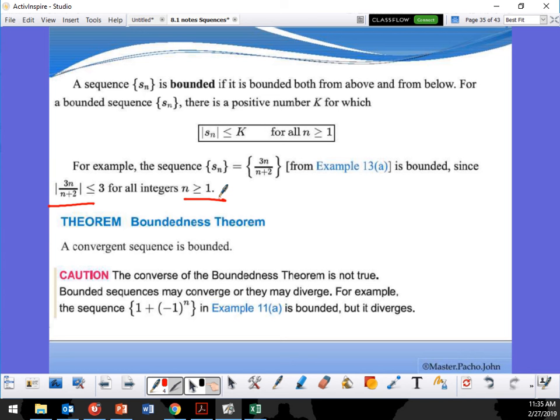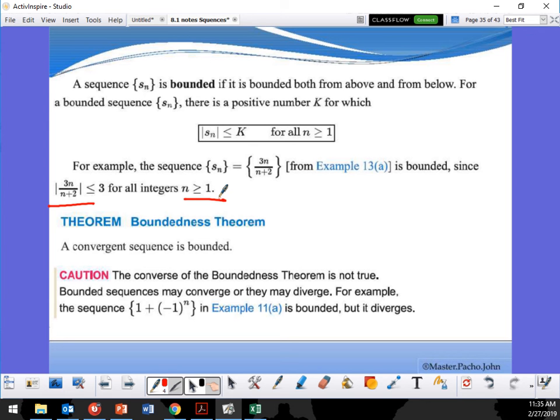Okay, so theorem. The boundedness, yes, that's a word. Theorem: a convergent sequence is bounded. Okay, the converse of the boundedness theorem is not true. Bounded sequences may converge or they may diverge. For example, the sequence here is bounded, but it diverges.